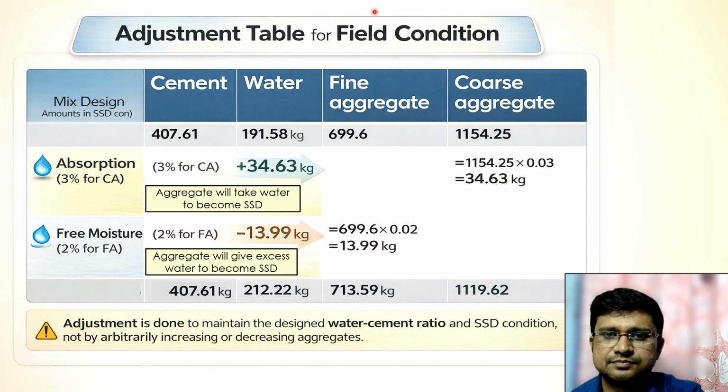Cement remains same. Corrected water will be original water plus water absorbed by coarse aggregate minus water from fine aggregate. So the corrected water will become 212.22 kg. Fine aggregate also changes, 699.6 kg plus 13.99 kg. So it will become 713.59 kg. Coarse aggregate also changes, 1154.25 kg minus 34.63 kg. So the corrected coarse aggregate will become 1119.62 kg. So this is how field correction is done in concrete mix design.